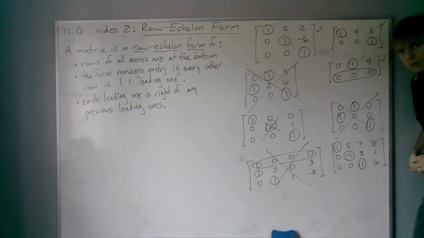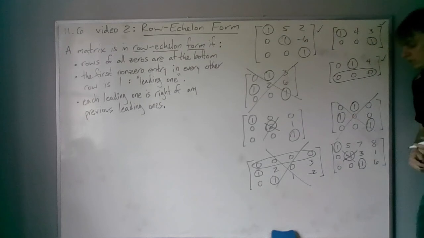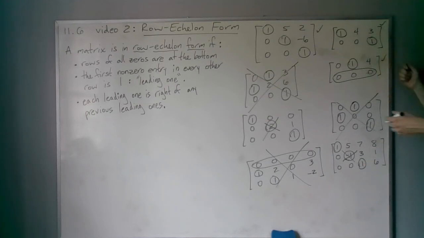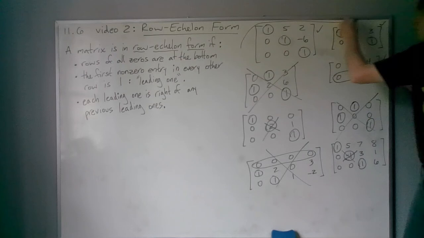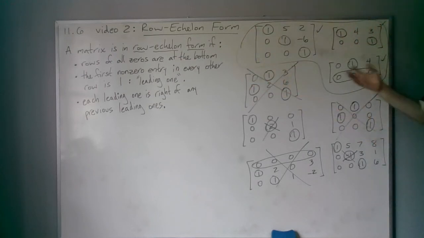I feel like maybe there's a difference between a leading 1 and a leading -1. So I think this one is also going to fail. Same reason this one failed. The first non-zero number wasn't a 1, it was a -1. So that one fails. And so the only ones on the board that are actually examples that are in row-echelon form are these 3 on the top right. The other ones all fail for one reason or another.